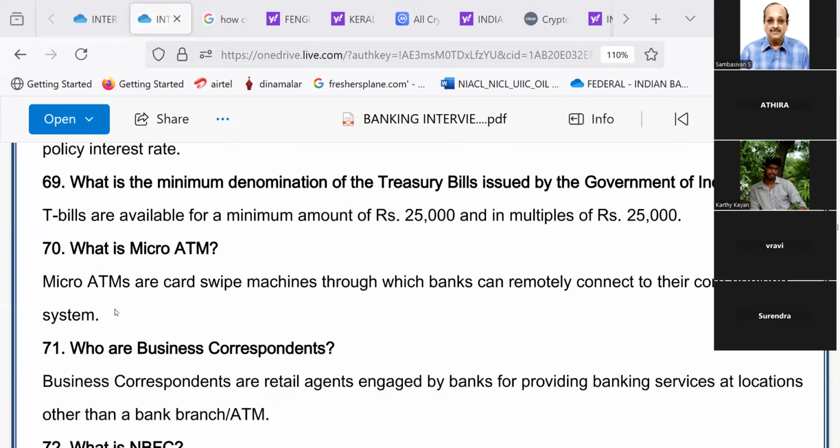Please read 70. What is micro ATM? Micro ATMs are card-swipe machines through which banks can remotely connect to their core banking system. Yeah, it's a very good thing.